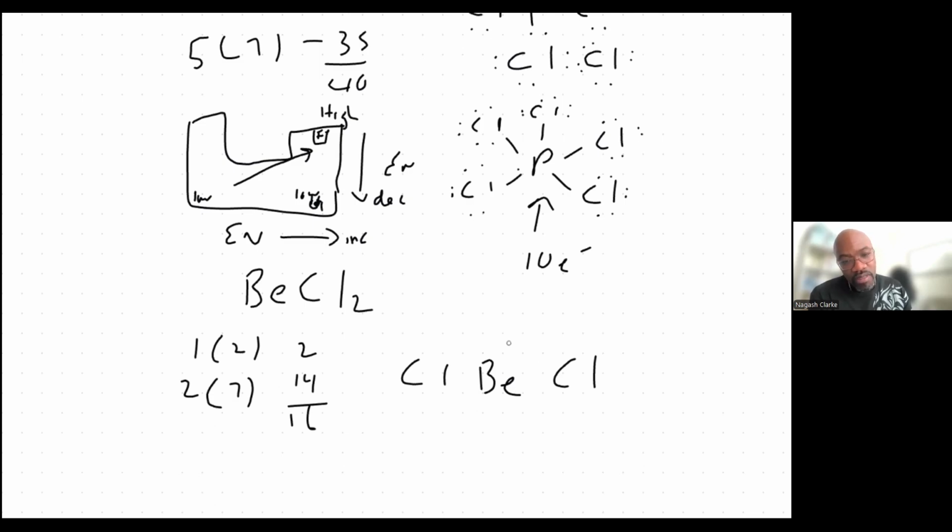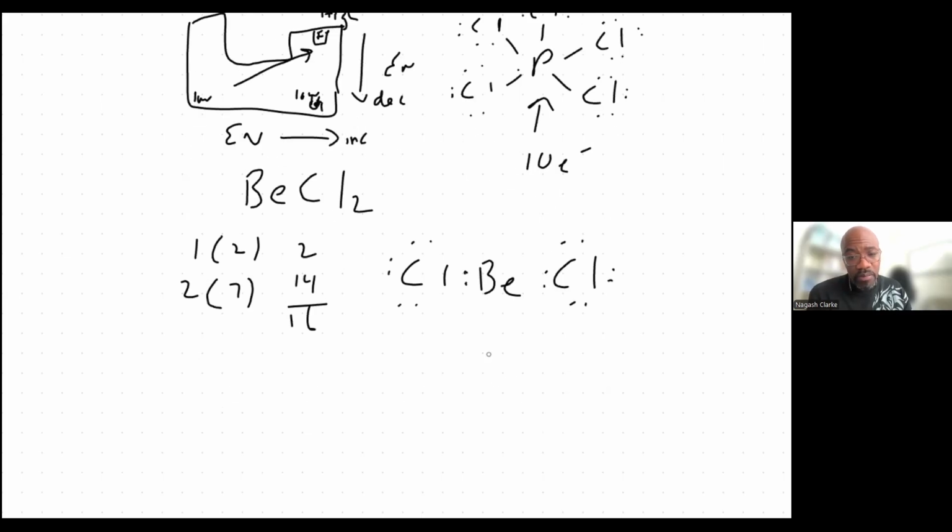So I have my 16. I fill my chlorines out, and beryllium gets a couple pairs. And beryllium is totally content with just having two bonds. We don't need to make double bonds. It's actually less happy when it has double bonds. Okay.